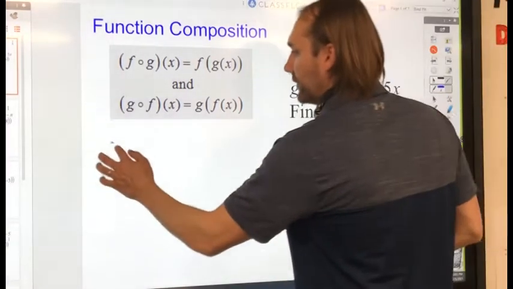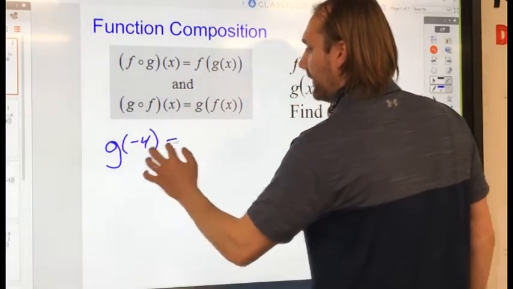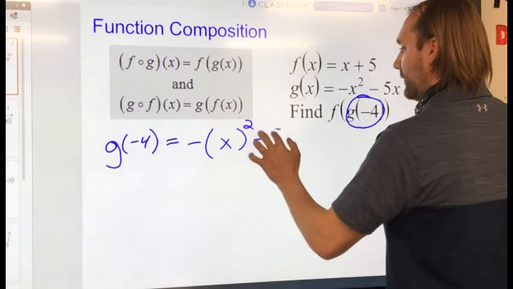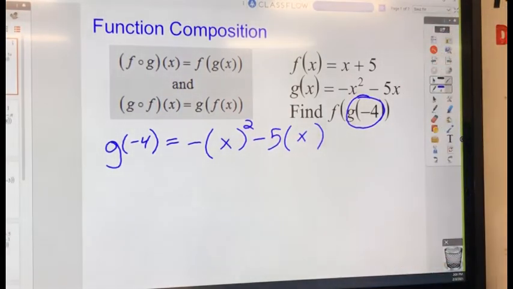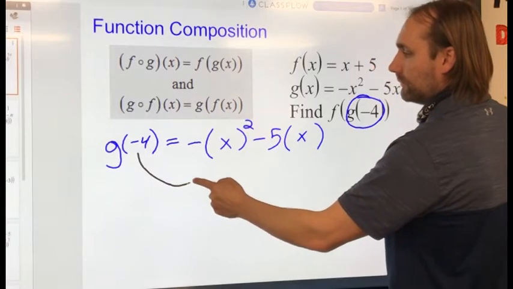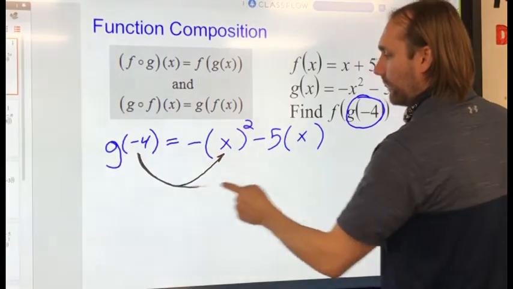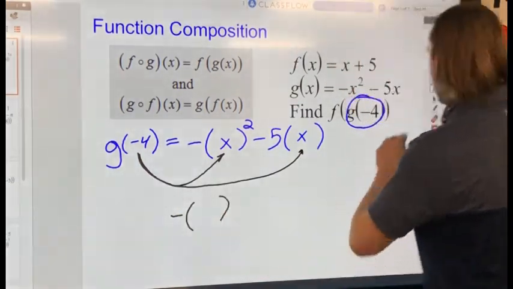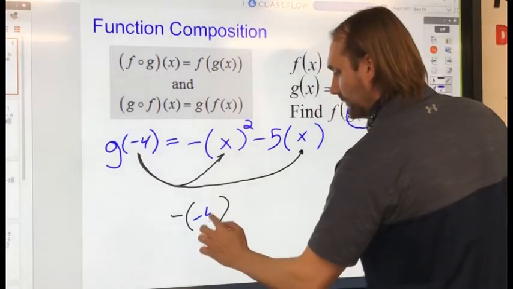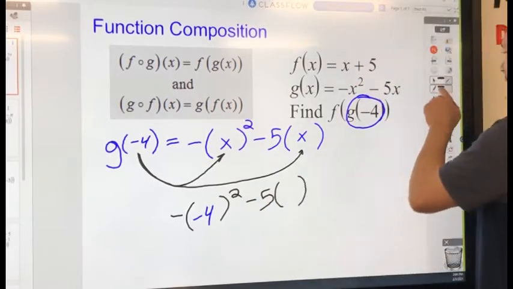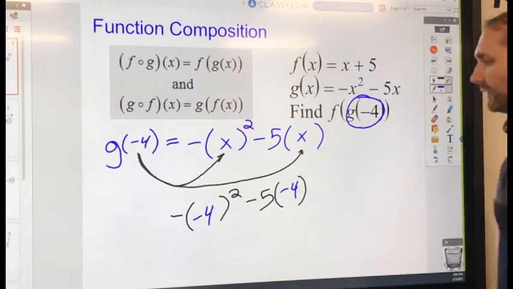Well, we've done function evaluations, so you should know at this point how to find g of negative 4, which means I'm taking my values of x of this function and doing what? To find g of negative 4, what do I do with this negative 4? Replace x with negative 4, right? Yeah. So I have negative 4 squared minus 5 times x, but now I'm replacing x with a negative 4.